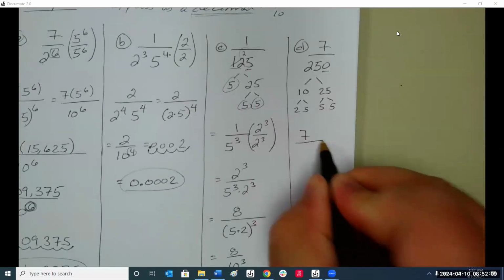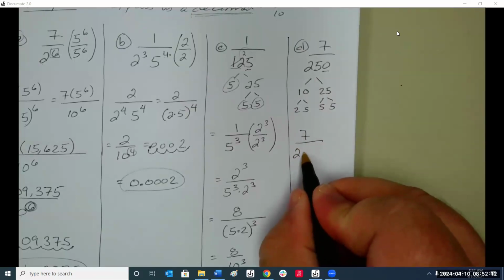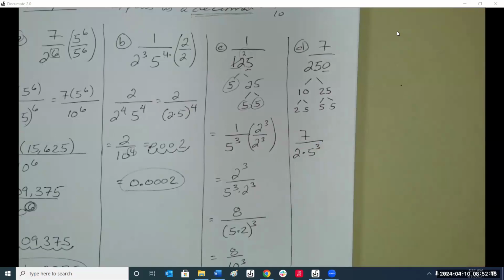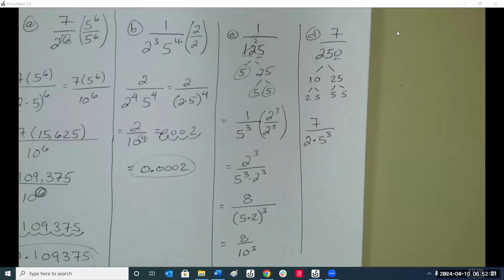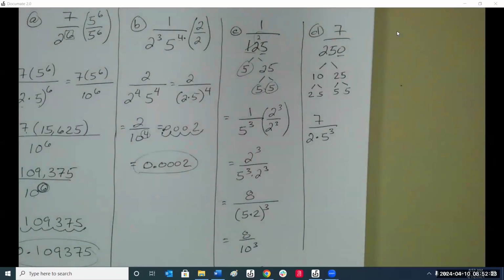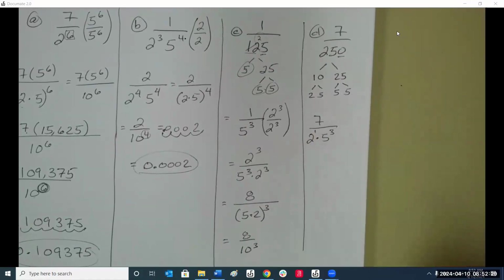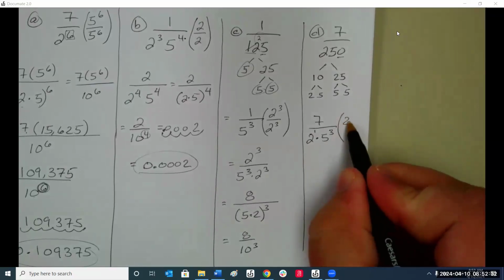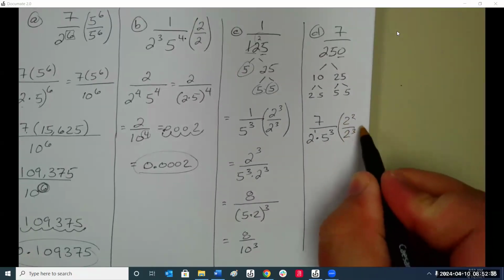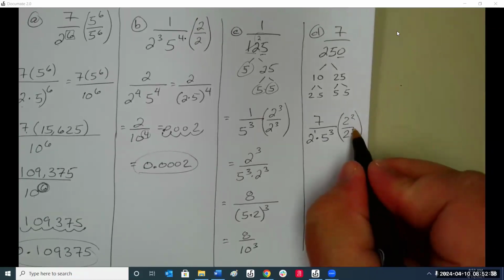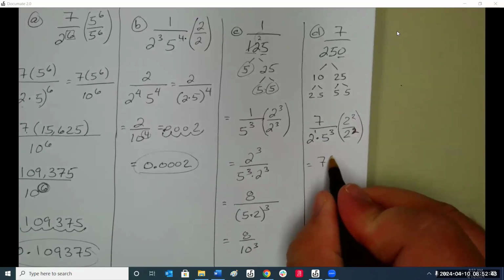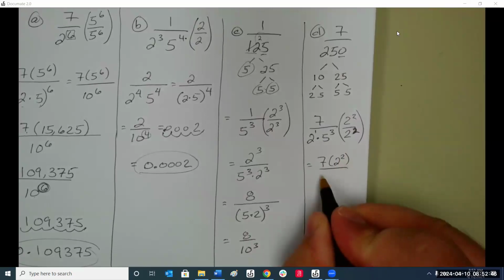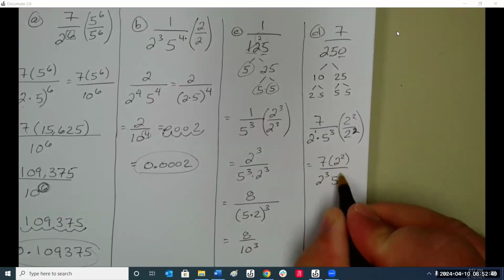So we have 7 over 2 times 5 to the third. What are we missing? Yeah, we only have one 2 there. How many are we missing? We're missing two 2s, because we have to have three 2s on the bottom. So we have three 2s and three 5s.